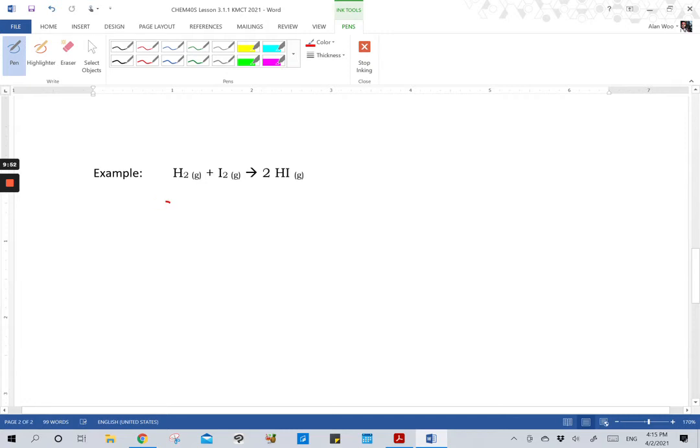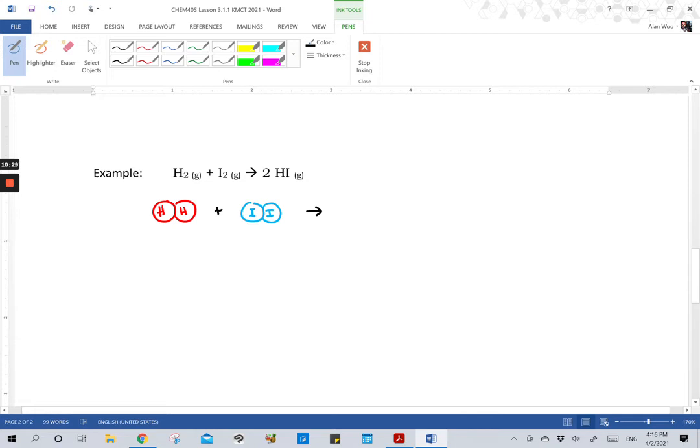So let's say I have hydrogen gas. That's what we start off with, and we're going to add it to iodine gas. Both of these are going to react. According to the reaction, it will form two molecules of HI. That makes sense because we have two atoms of hydrogen and two atoms of iodine.